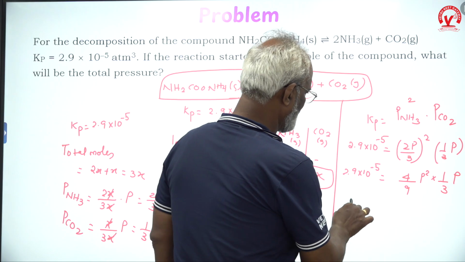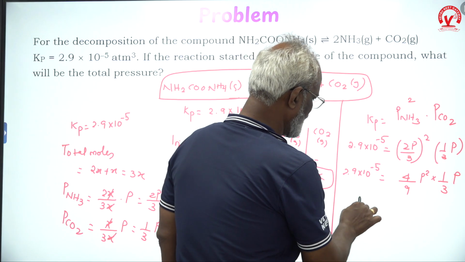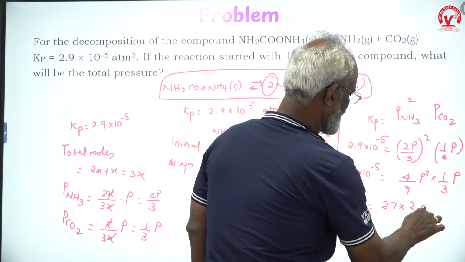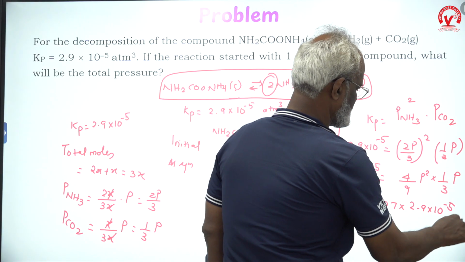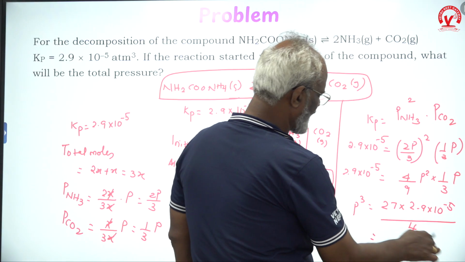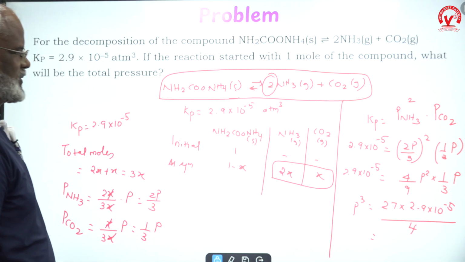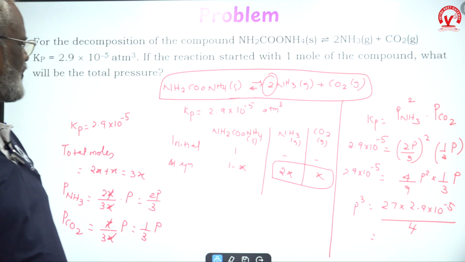Now if you rearrange, P cubed will be equal to 9 3s are 27 into 2.9 into 10 power minus 5 divided by 4. If you calculate, you will get a value. You take the cube root, you will get the total pressure. Are you able to follow this?